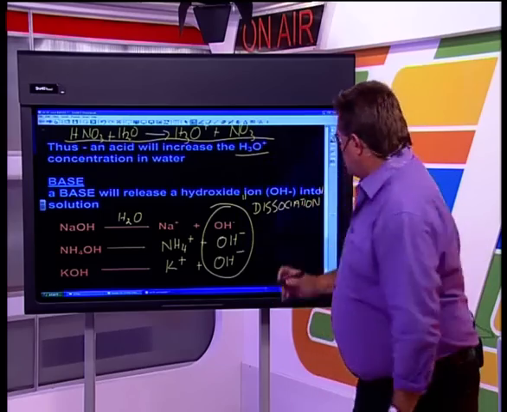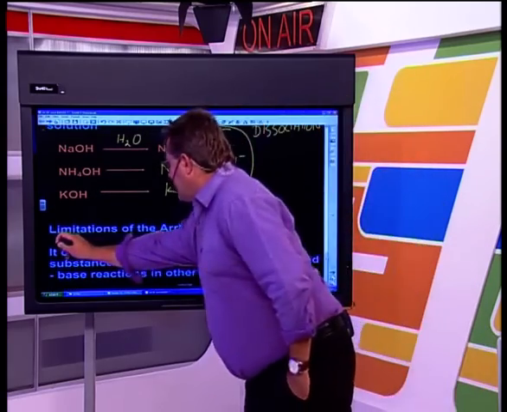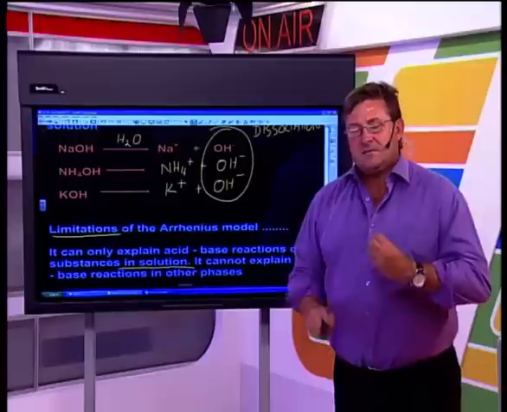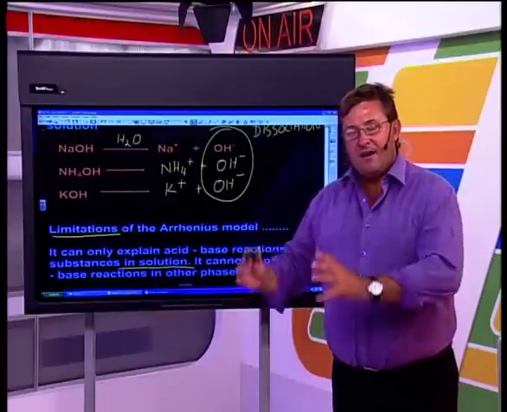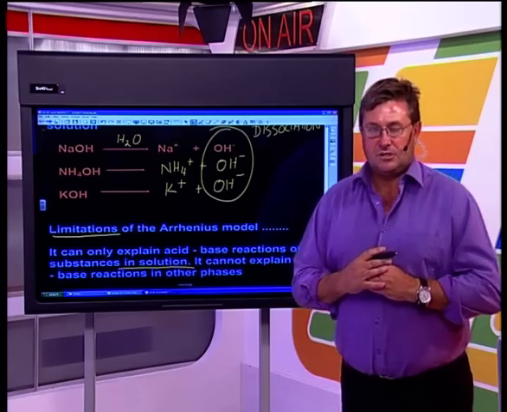Okay, and that's what makes a base a base. However, there was a slight problem, and I've put it over here. There was a limitation. In other words, the Arrhenius definition, the Arrhenius model, had a flaw. And what was that flaw? Well, very importantly, it could only explain acid-base reactions of substances in solution. It could not explain acid-base reactions in other phases. And that was the problem with the Arrhenius definition.